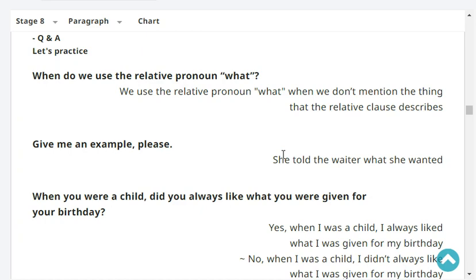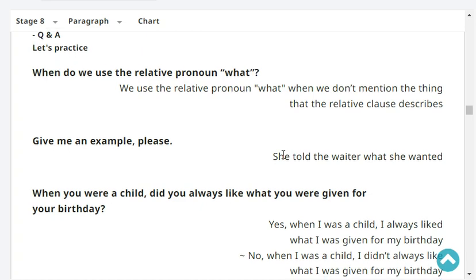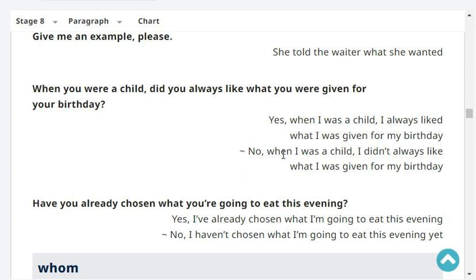He told the waiter what she wanted. When you were a child, did you always like what you were given for your birthday? Yes or no? No, when I was a child, I didn't always like what I was given for my birthday.